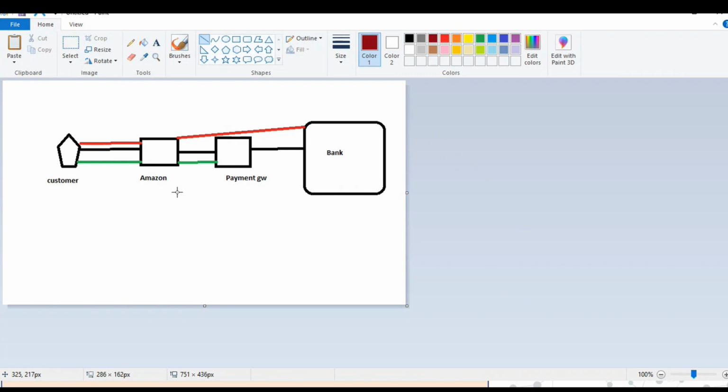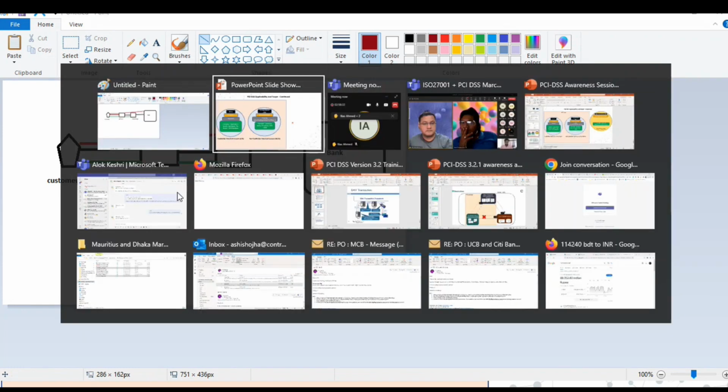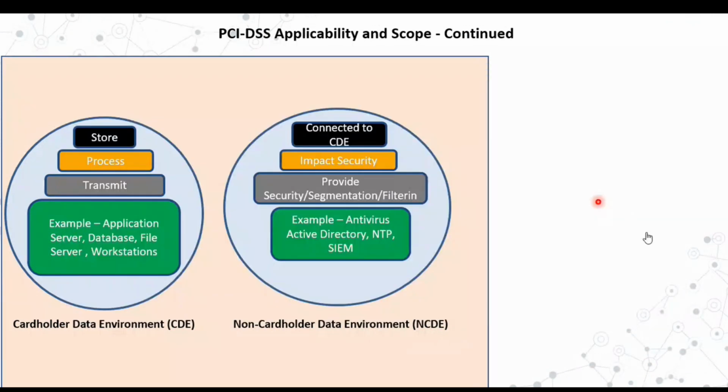Clear this? Yes. Perfect. So in terms of this, Amazon will be the transmitter, and the payment gateway can be the processor as well as the storer. Am I right? Yes, they do all three.